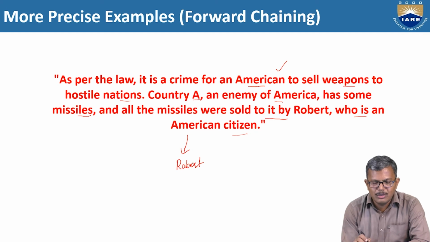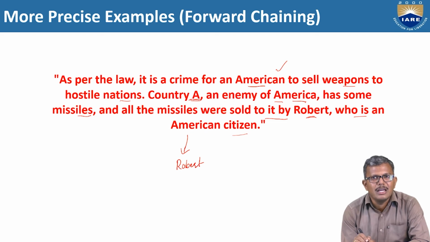Robot is a criminal. Why? Because this paragraph is telling that robot is a person, a citizen of America, who sold some weapons to the hostile nation A. Here A is the enemy of America. This paragraph is giving that knowledge. But being human, it is very easy for us to understand. For an AI program or an AI agent, how do we need to give it? How can we resolve it?